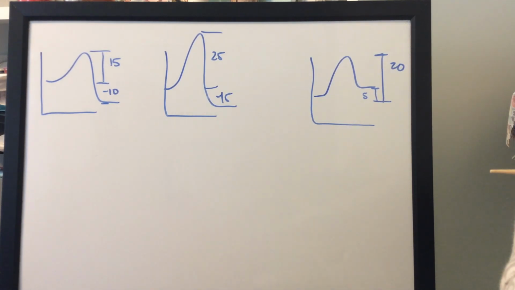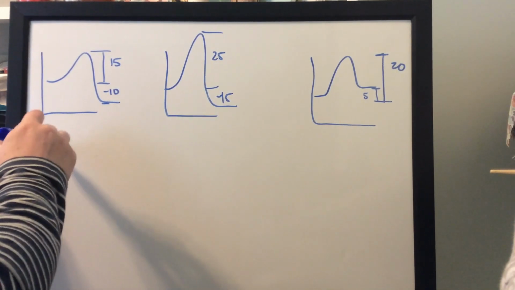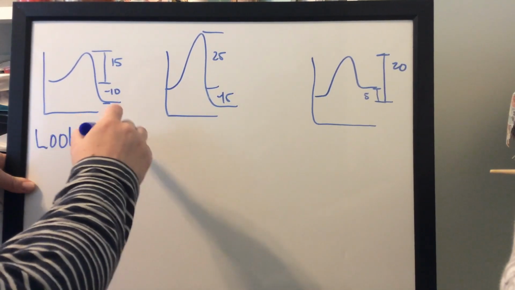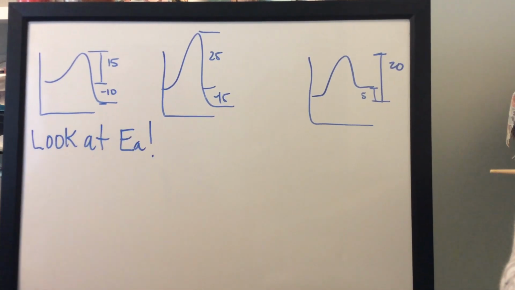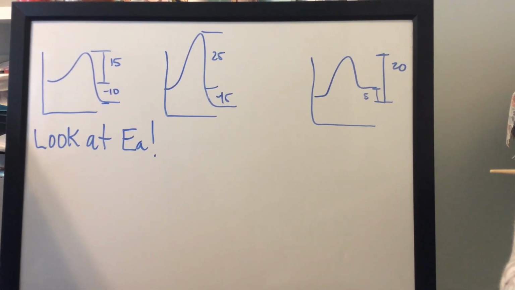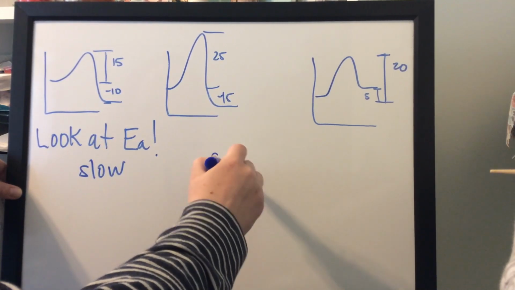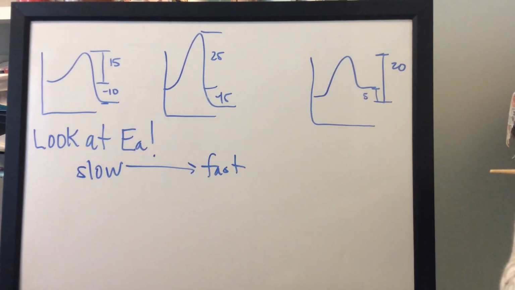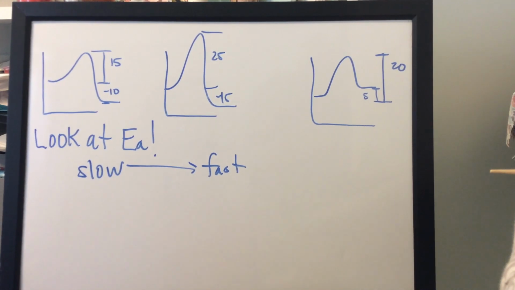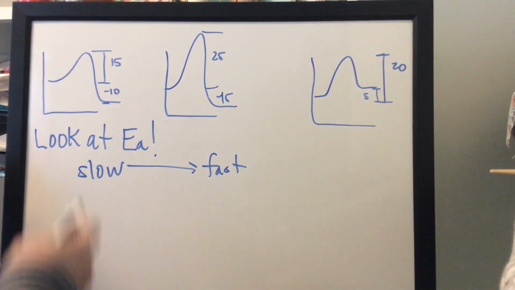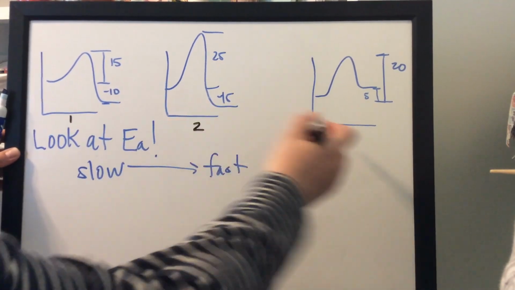And so the takeaway here should be the only thing that determines speed is activation energy. So we have to look at activation energy. And what are we doing? Slow to fast. Okay, so we need to look at activation energy. So in the first graph, well, let me label these, graph 1, graph 2, graph 3.